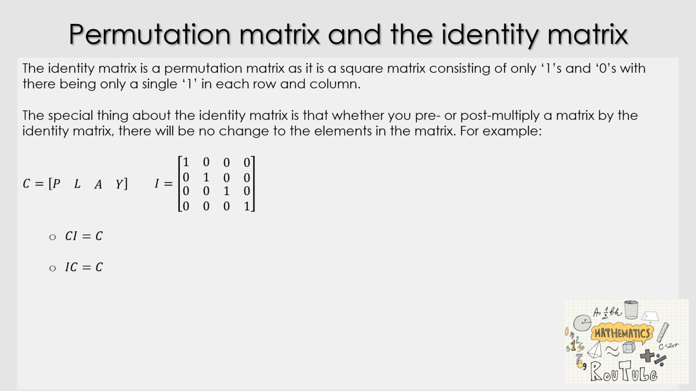So the identity matrix is a permutation matrix, as it's a square matrix consisting of only ones and zeros, with there being only a single 1 in each row and each column, with the rest of the values being a 0, which we've spoken about previously. The special thing about the identity matrix is that when you pre or post multiply a matrix by the identity matrix, there'll be no change to the elements in the existing matrix.